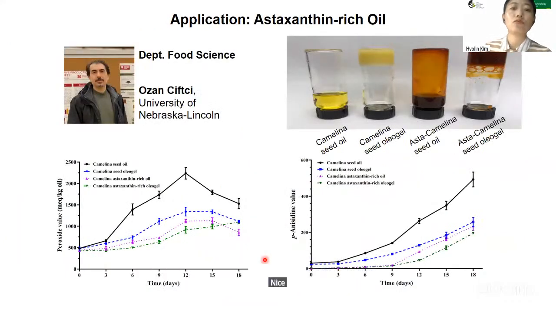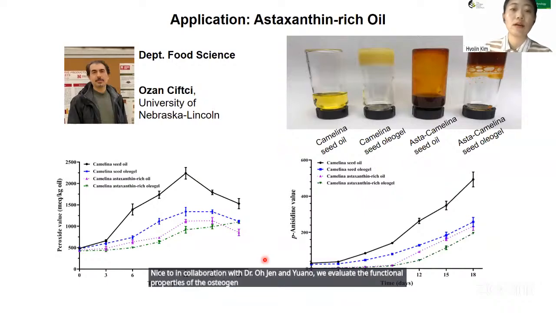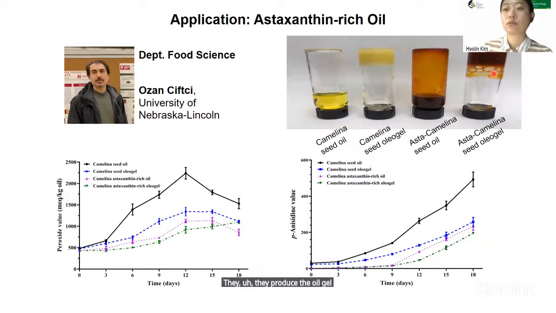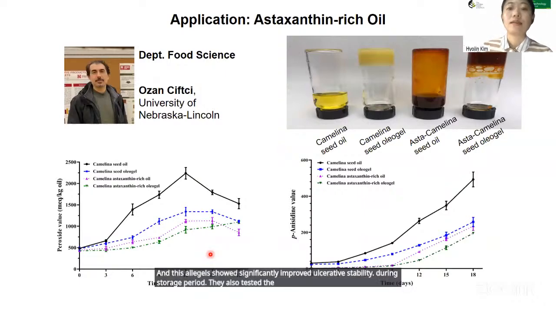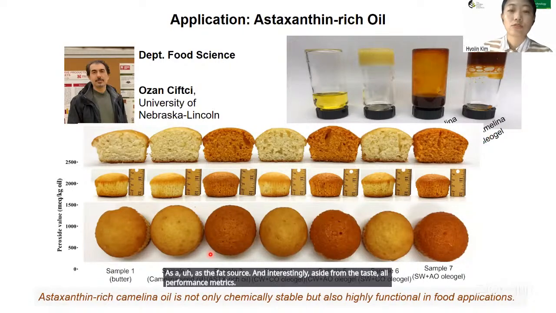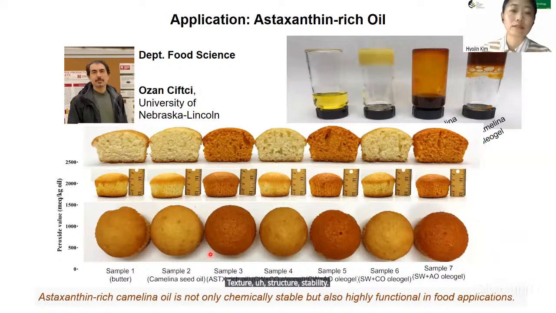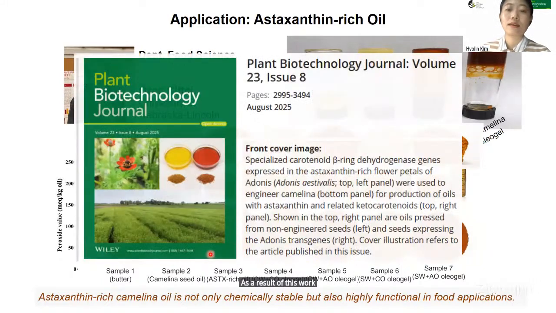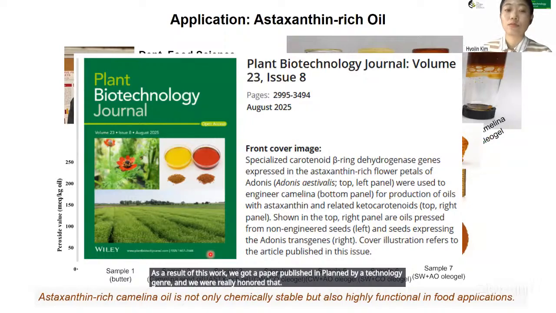Next, in collaboration with Dr. Ojan and UNL, we evaluated the functional properties of the astaxanthin-rich camelina oil. They produced an oleogel using sorghum wax, and these oleogels showed significantly improved oxidative stability during storage. They also tested the oleogel in a real food application by baking muffins using the astaxanthin-rich oleogel as the fat source. Interestingly, aside from the taste, all performance metrics, texture, structure, and stability, were excellent. As a result of this work, we got a paper published in Plant Biotechnology Journal, and we are really honored that it was selected for the cover.